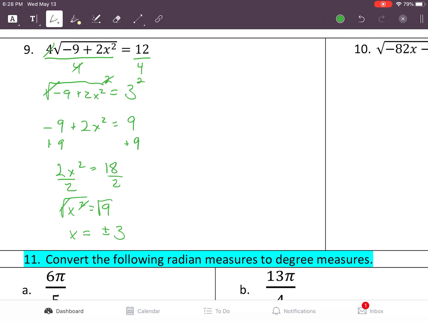If you put negative 3 in for x and square it, you also get 9. So there are two possible answers. Okay, technically you should check these.